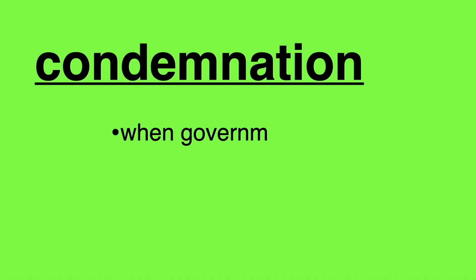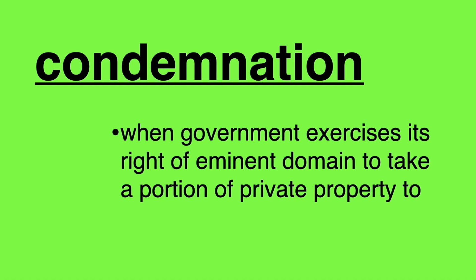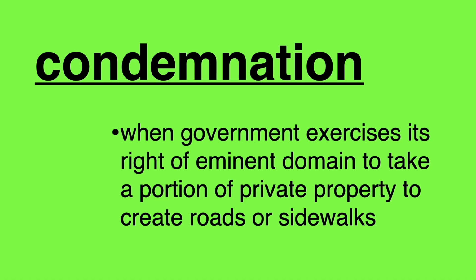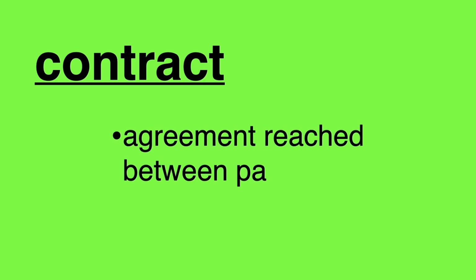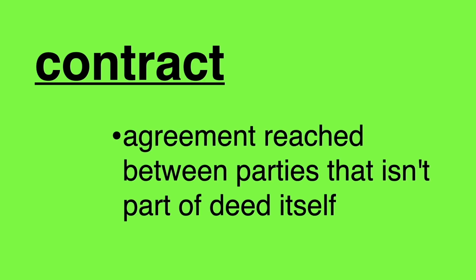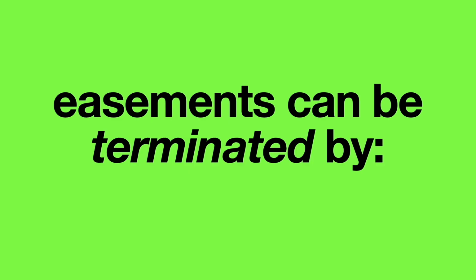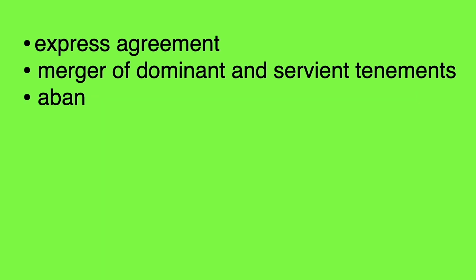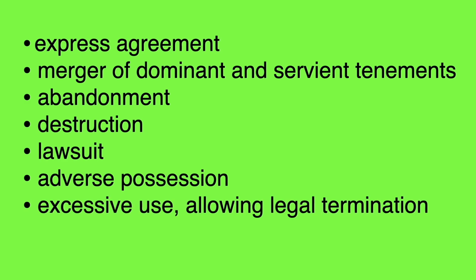This is when the government exercises its right of eminent domain to take a portion of private property to create roads or sidewalks. By contract, this is an agreement reached between the parties that isn't part of the deed itself. An easement may be terminated by express agreement, merger of the dominant and servient tenements, abandonment, destruction, lawsuit, adverse possession, excessive use allowing legal termination, or estoppel.